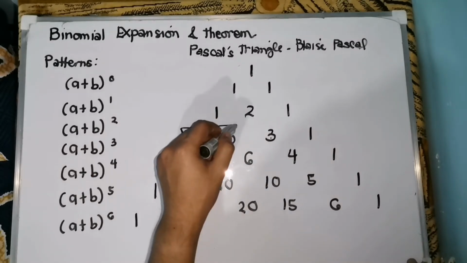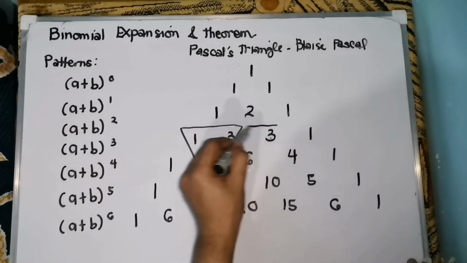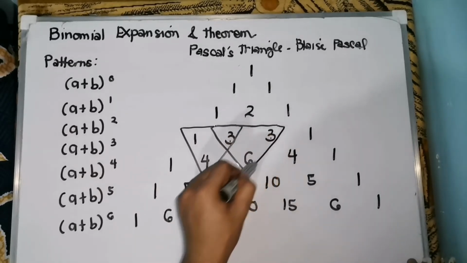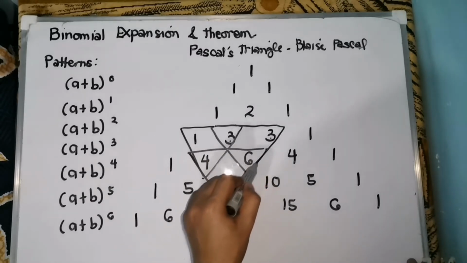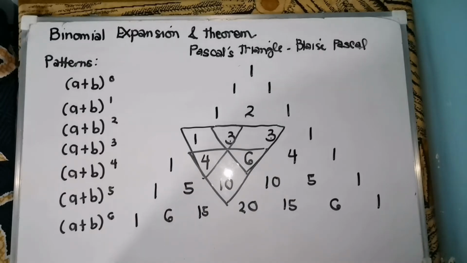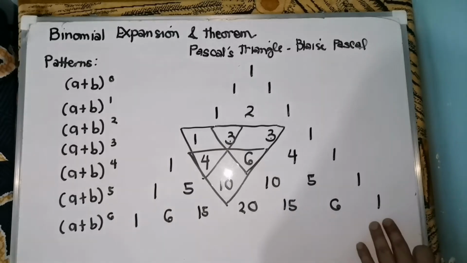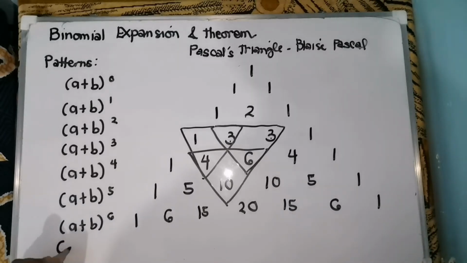Kaya nakuha natin si 4. In-add natin si 3 and 3, kaya nakuha natin si 6. Halimbawa ito, 4 and 6, in-add natin para makuha natin si 10. So, that goes with the others. So, clearly, each number in the next row except the ones on the side can be found by adding the two numbers above it.